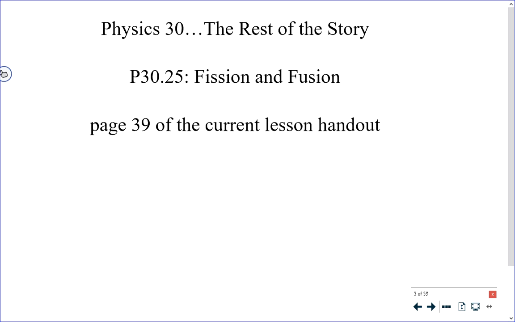This is the final lesson in this modified version of Physics 30. This is lesson 30.25, which covers fission and fusion. And this lesson can be found on page 39 of your handout.